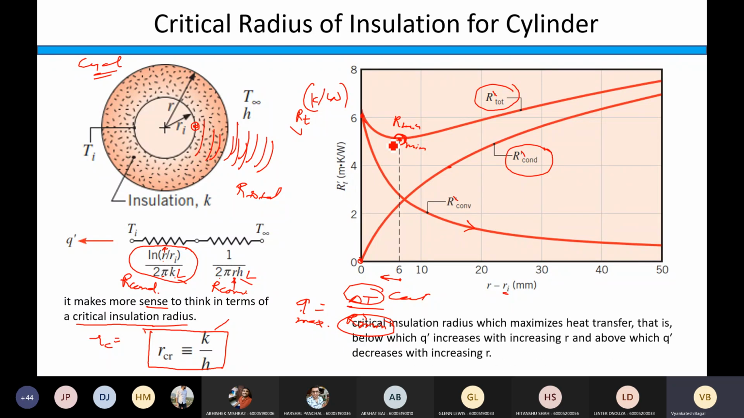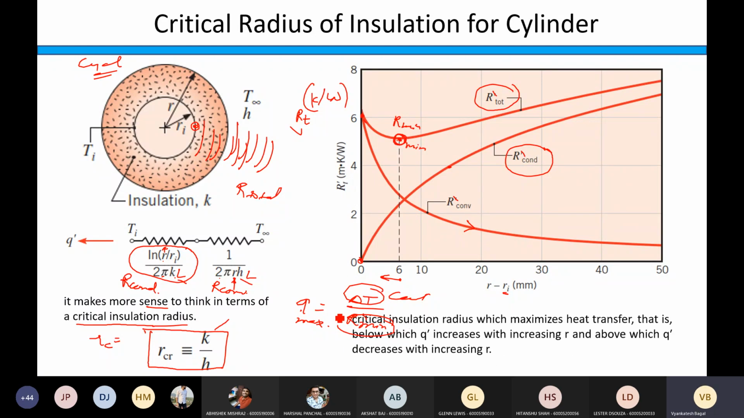In the next slide I will show you how Q is plotted. So just go through this last line. The critical insulation radius maximizes heat transfer, that is, below it Q' increases with increasing R, and above it Q' decreases with increasing R. So that point is nothing but the critical radius. I already talked about this radius. Clear? In the next slide I will show you how Q is plotted, and you have to connect that Q to this graph.